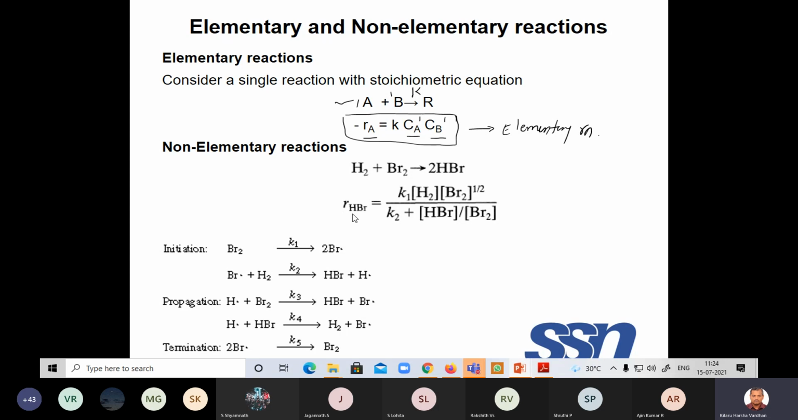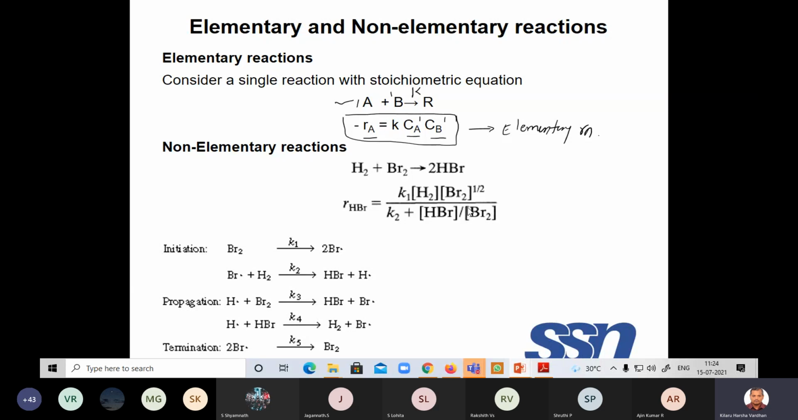If you write the rate, you get an order like this. Now you can see we are writing the rate for the formation of HBr. HBr is the product, so that is why we are not putting a negative. It is k1 times H2 Br2 to the power 1 by 2. So the H2 coefficient is 1 here, the Br2 coefficient is 1, but you are getting in the rate a half power, divided by k2 plus the concentration of HBr divided by the concentration of Br2.